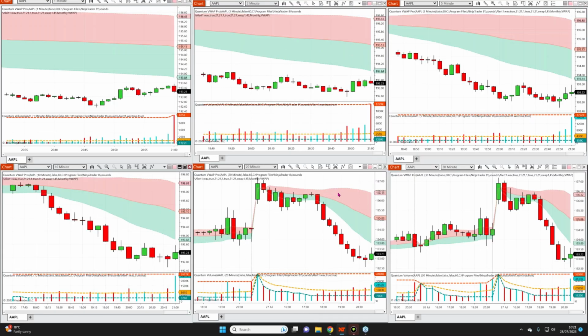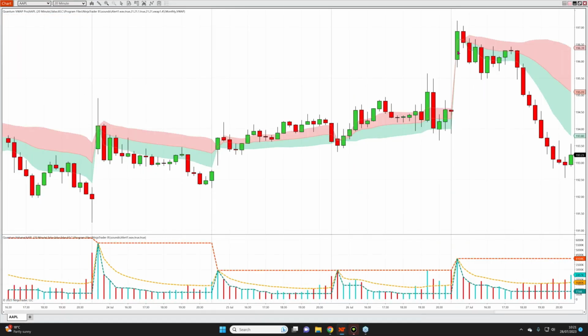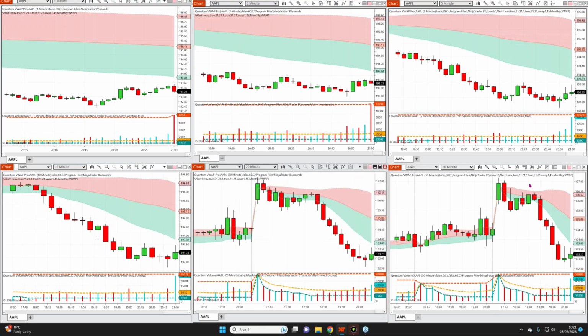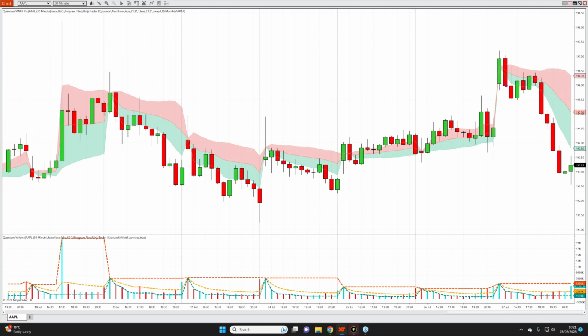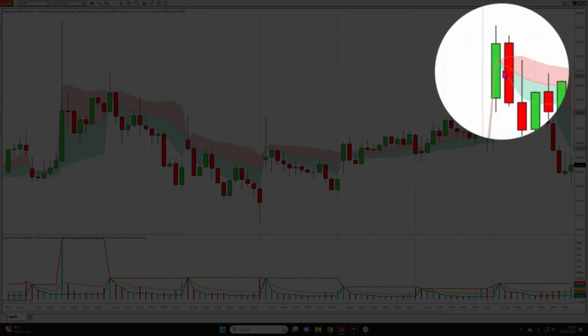If we go down onto the 20 minute, not a lot there to really confirm that, but the one that really does confirm it for us is the 30 minute here, where we get a nice 2-bar reversal. So we've got a great 2-bar reversal here, really confirming that this is not going anywhere.